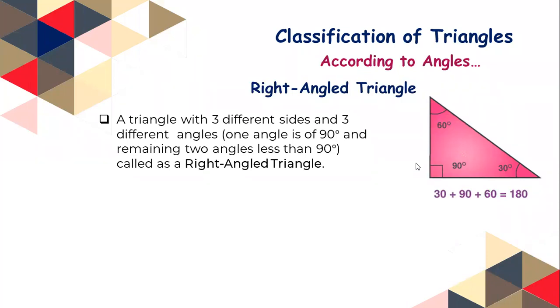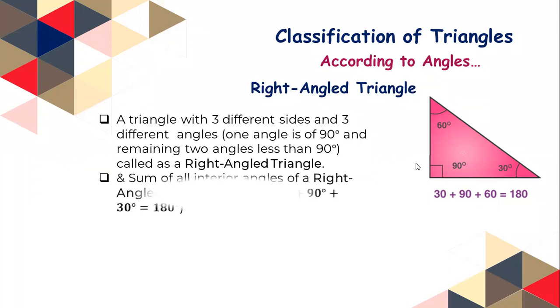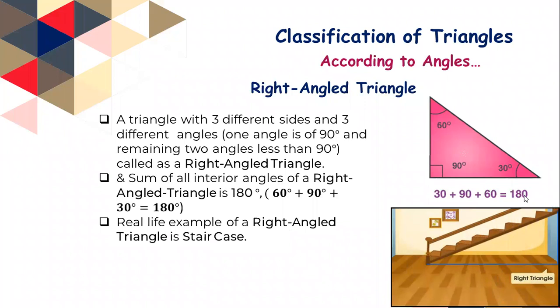But remember one thing, it is also called a scalene triangle, because a scalene triangle has three different sides and three different angles. A scalene triangle is not restricted to being only an acute angle triangle. No, it can also be a right angle triangle, because its three angles have different measurements, and in a right angle triangle too, the angles differ but one angle measures 90 degrees. So the sum of all interior angles of this triangle is 180 degrees because 30 plus 90 plus 60 is 180 degrees. And an example of a right angle triangle is a staircase.